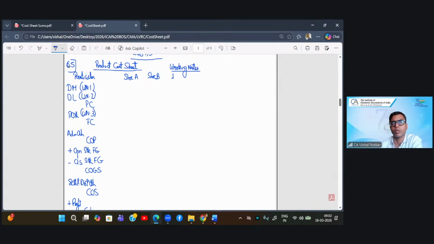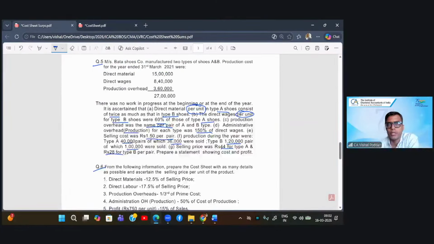Correct, students? So let us start with working notes. Now the first working note is for direct material. Now, students, I always say that language is the key. So see what is given. They say, I'm reading adjustment number A, direct material of type A is twice as much as the type B shoes. Now, we do not know the material cost of A and B per unit, but they are saying whatever is the material cost per unit, type A material cost is double that of type B.